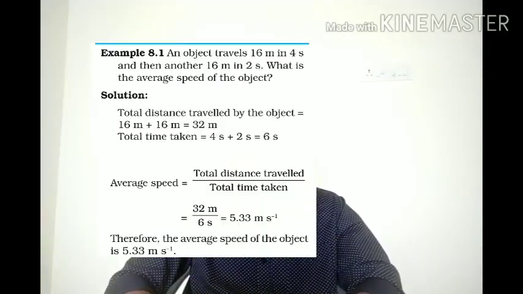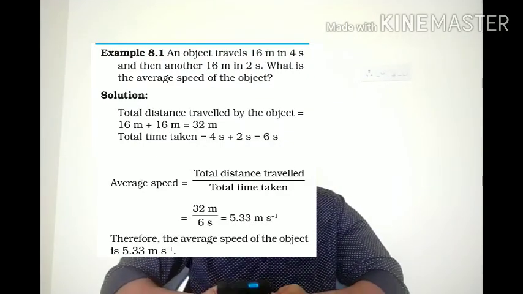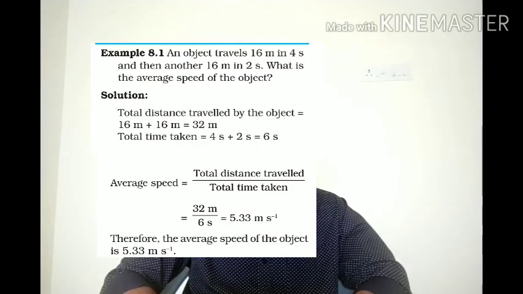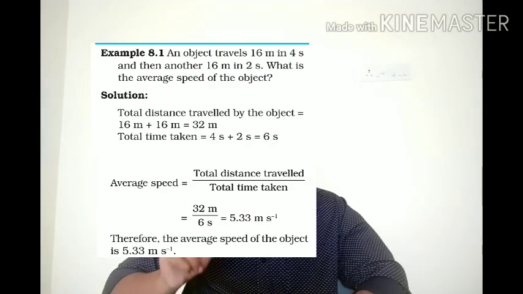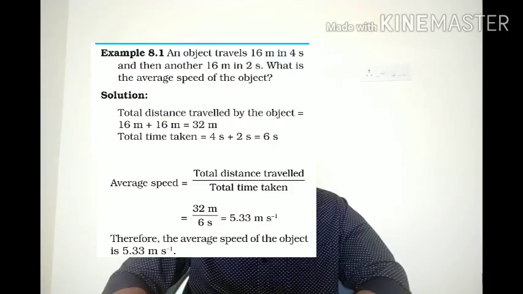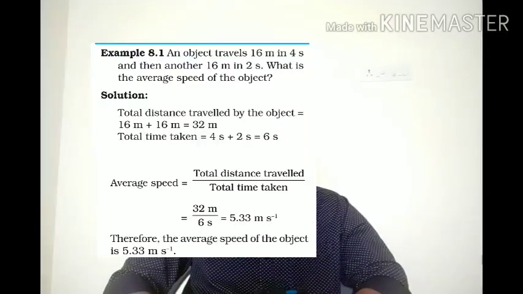Next, we will see a very simple numerical. We are going to go to the numericals in our textbook. You should be seeing example number 8.1. An object travels 16 meter in 4 seconds and another 16 meter in 2 seconds. What is the average speed of the object? So there is an object which goes for 4 seconds and covers 16 meters. In the next 2 seconds, it is again covering 16 meters. We have to find the average speed.